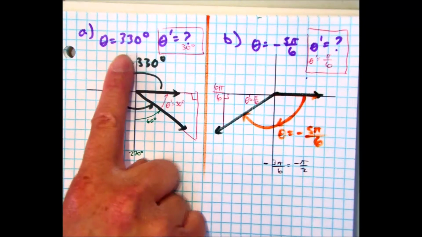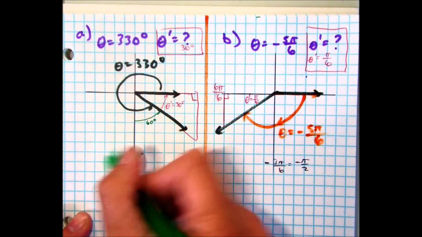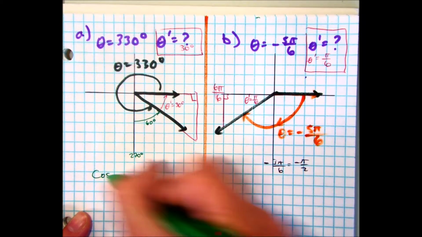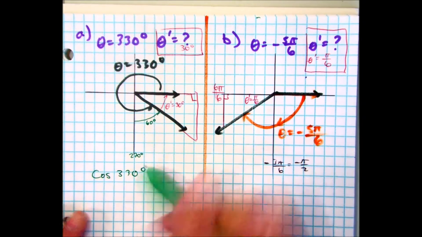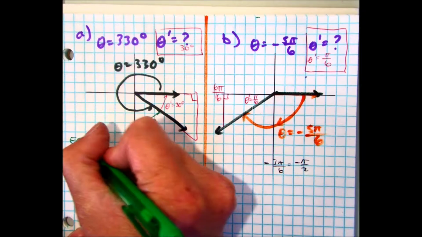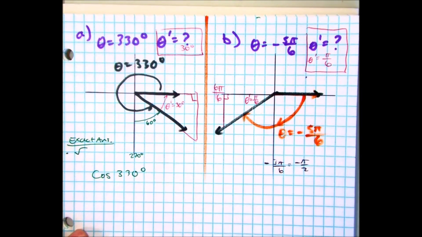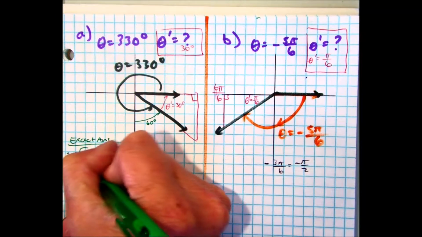Alright, so let's just use this example here. We just found some reference angles. So I could ask you something like this. Find the cosine of 330 degrees. When it says an exact answer, essentially that means you want something with a radical and no decimals.